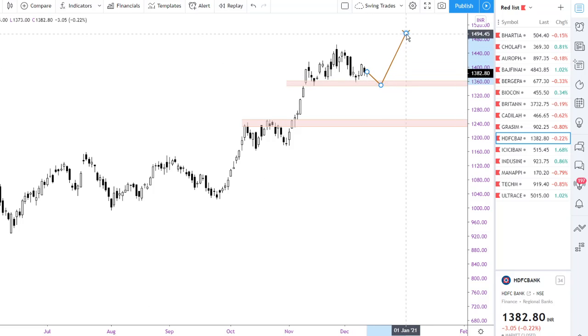In case price falls sharply and comes down, breaking that support zone, then maybe I'll be looking for entries somewhere here. Okay.